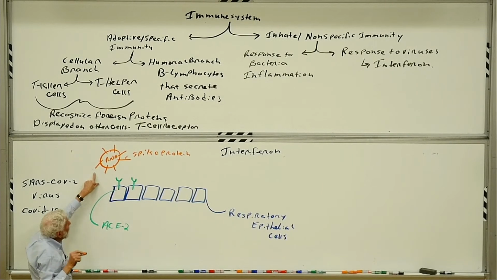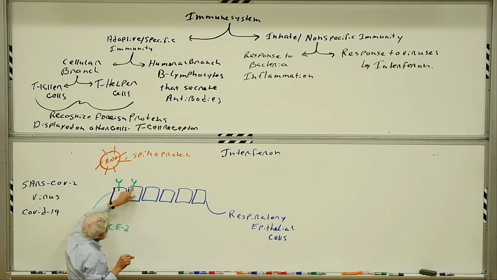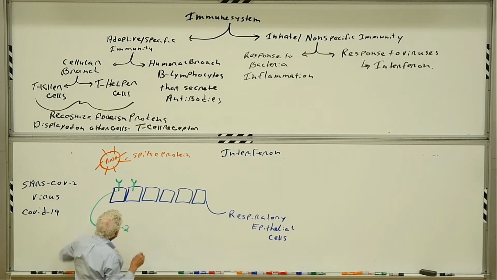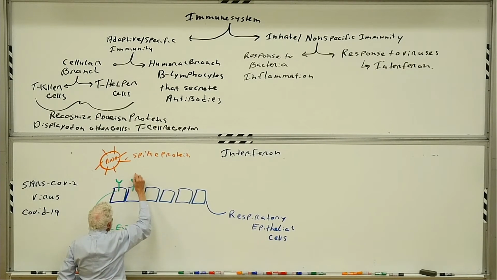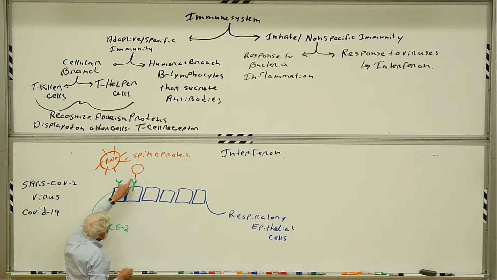But for our story today, what's going to happen is this spike protein is going to be able to bind to the ACE2 receptor. So we can think about this ACE2 protein as being sticky for the spike protein. So now this virus is bound to the cell through the ACE2 receptor.